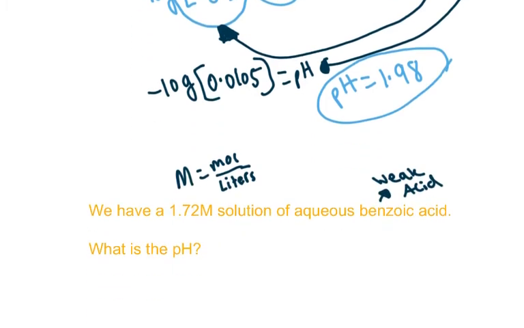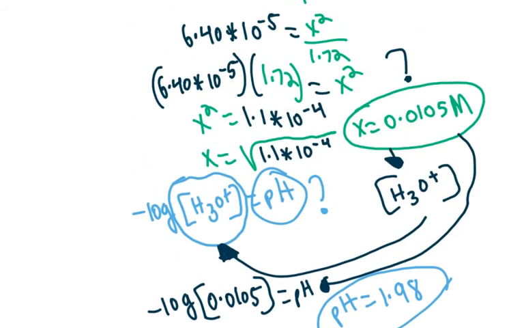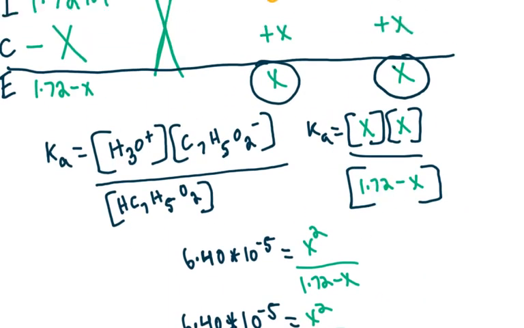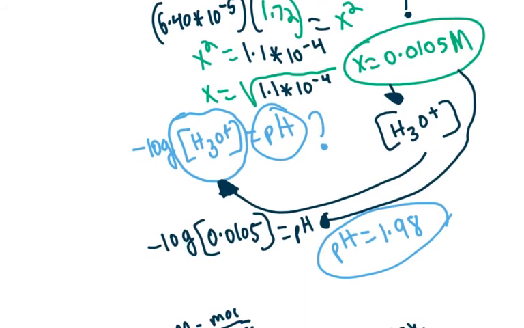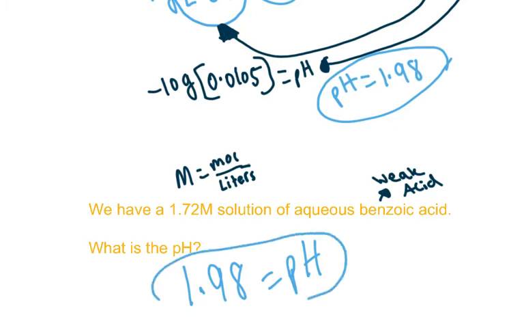So if we go back to the problem, what's the pH of our 1.72 molar solution of aqueous benzoic acid? Well, our pH we just found was 1.98. So let's write that down. The answer is 1.98 is the pH value of our 1.72 molar solution of aqueous benzoic acid. All right, and that's it.